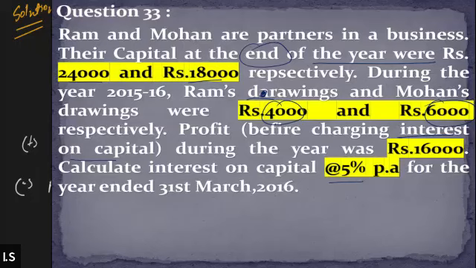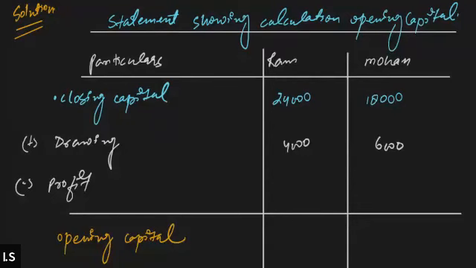And the profit was also distributed among the partners. Profit was how much? 16,000. And since the question is silent about the PSR, the profit sharing ratio is not given in the question. So can we presume that both the partners were equal partners? Can we presume that, yes or no? Since the PSR is not given in the question, can we presume that both partners are equal partners? Tell me quickly. Yes, sir. That means the profit of 16,000 must have been distributed among the partners in the equal ratio, 1:1. So that means 8,000 must have been credited to Ram's account and 8,000 must have been credited to Mohan's account as well.